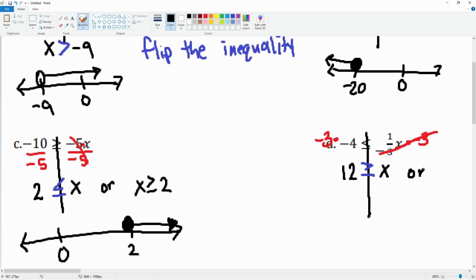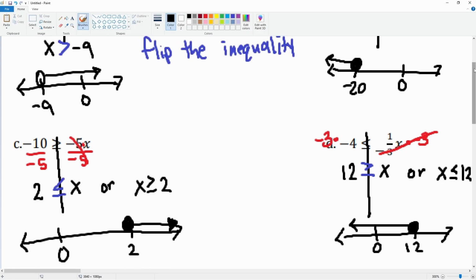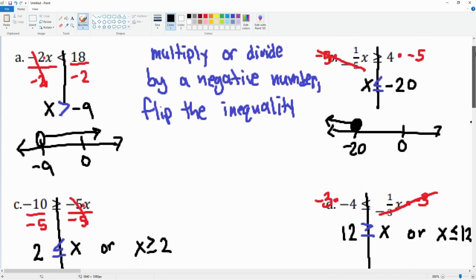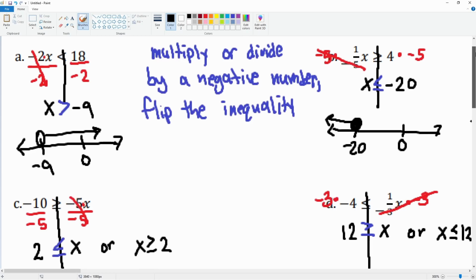We don't like it like this, so we're going to flip the entire image. X is on the left, then the greater than symbol becomes a less than symbol, 12. Okay, here you can read it as 12 is greater than or equal to x, or you can see it as x is less than or equal to 12. No matter what, it is still a closed circle on the 12, and x is going to be smaller than that, so it goes all the way to the left. So there you go. In all these problems here, we either multiply or divide by a negative number, and therefore that's the reason why we flip the inequality.